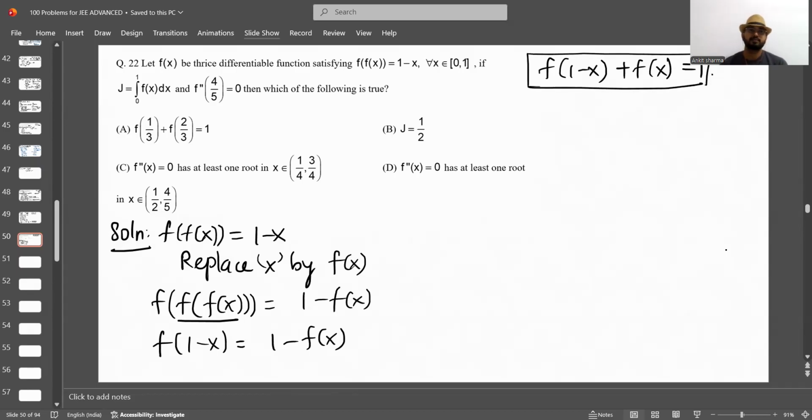And now we can set x is equal to 1 by 3 here. So when I set x is equal to 1 by 3, I'm going to have f of 1 minus 1 by 3, which is 2 by 3, plus f of 1 by 3 is equal to 1. And this makes my option A correct. Now going further.